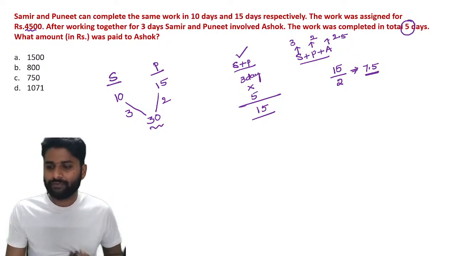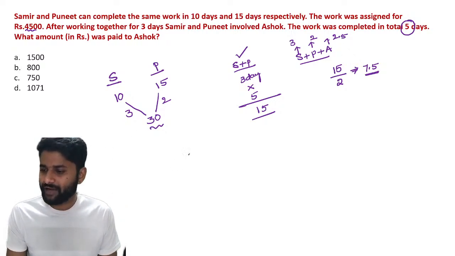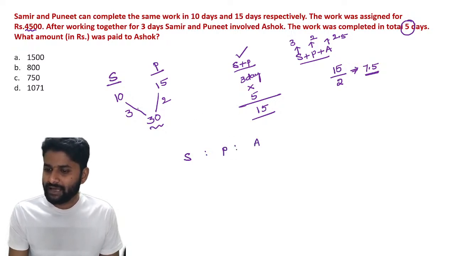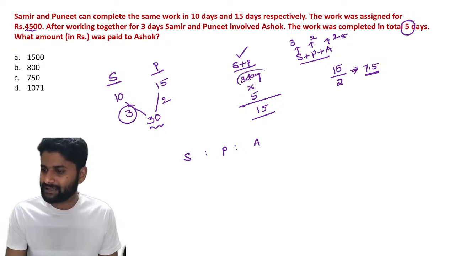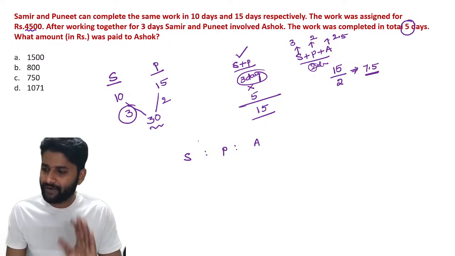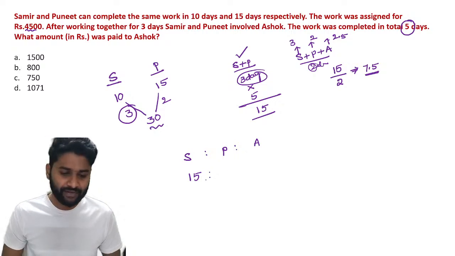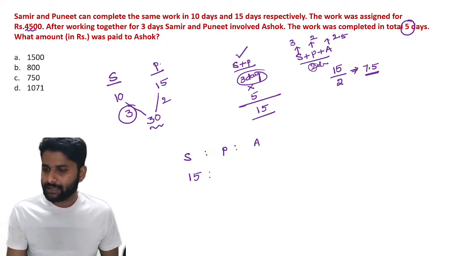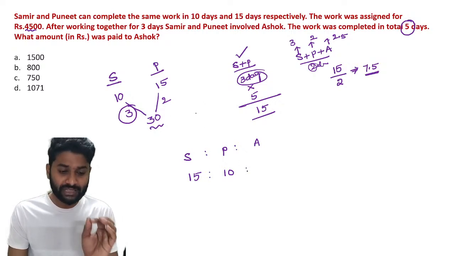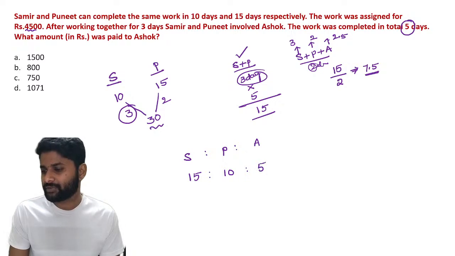Another question. So let's take the total contribution of S, P, A. As you know, S worked for 5 days. Why? Because here there are 3 days and here we have 2 days, right? So total Samir worked for 5 days. According to his contribution, 5 into 3, he will complete 15 units. And Punit is also 5 days. Contribution is 2 units, it's exactly 10 units. So 15 and 10 make 25, and total work is 30 units. It means A's contribution is 5 units.